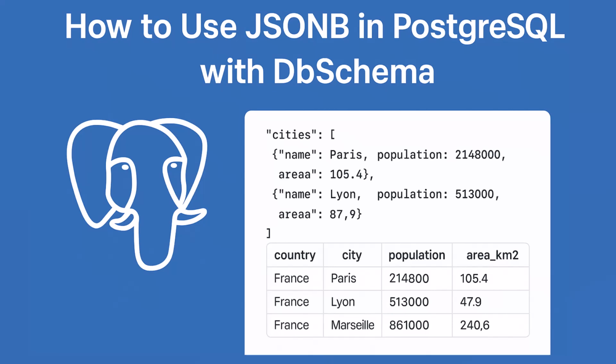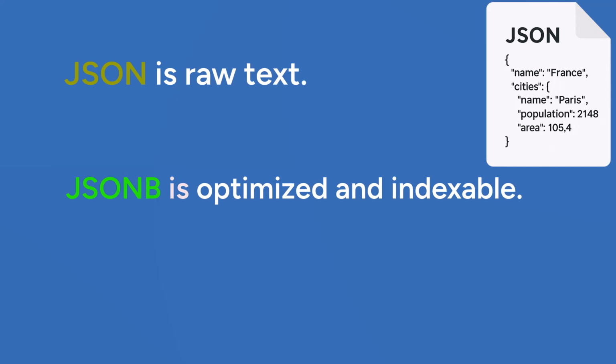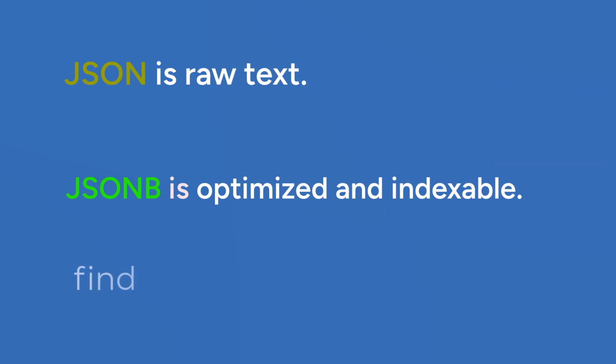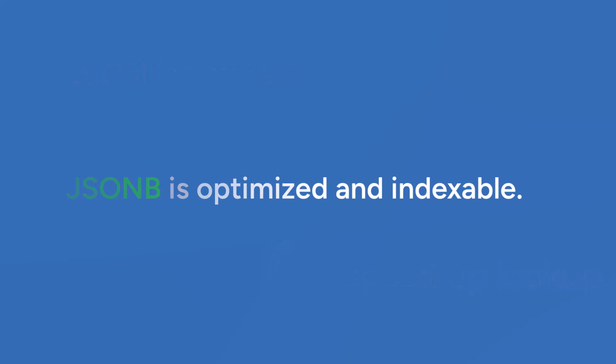Everyone talks about JSON versus JSONB in PostgreSQL. What's the difference and which should you use? JSON keeps the original text. JSONB, it's the same data, saved in a ready-to-search format that can be indexed. If you need to find, filter, or speed up lookups, choose JSONB.